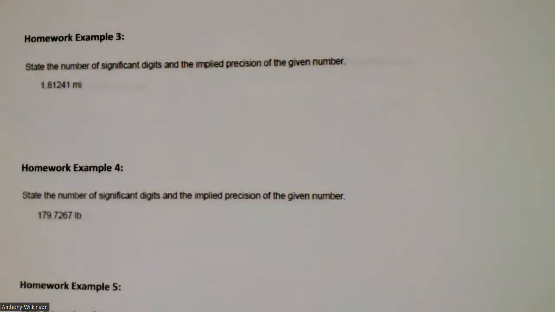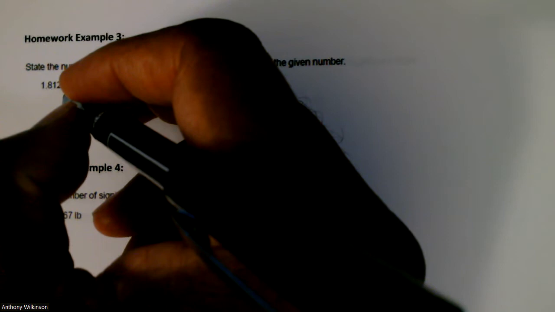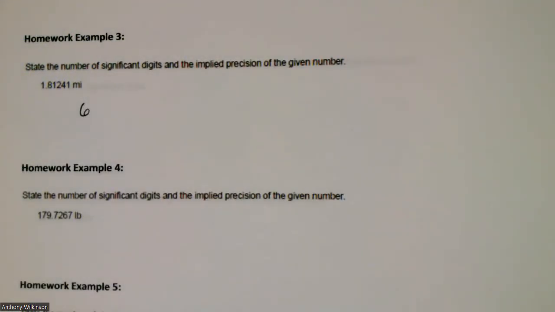All right, example 3. State the number of significant digits and the implied precision of the given number 1.81241 miles. Notice in this case, all of the digits that you see in this decimal are significant because they're all non-zero digits. So if you count the number of digits in that number, there are 6 significant digits. And we need the implied precision.